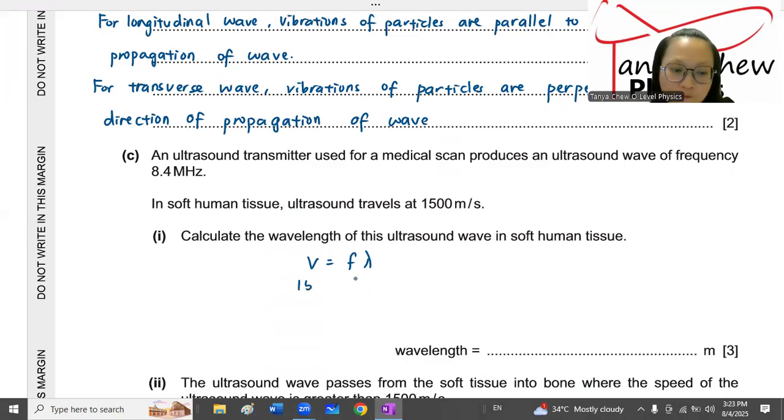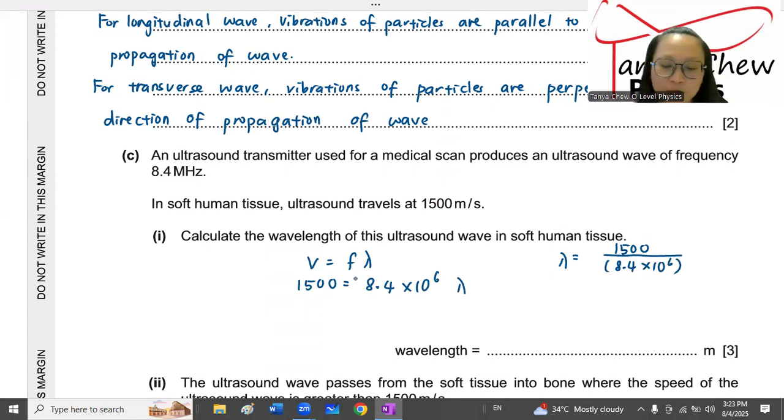So I put 1500 is equal to 8.4 mega, which is 10 to the power 6, times the wavelength in meters. So wavelength is equal to 1500 divided by 8.4 × 10^6. Remember to put a bracket when you key into your calculator to avoid careless mistakes. So I got 1.79 × 10^-4 meter. So 1.79 × 10^-4 meter. That's the answer.